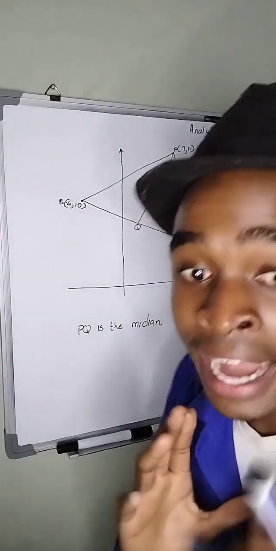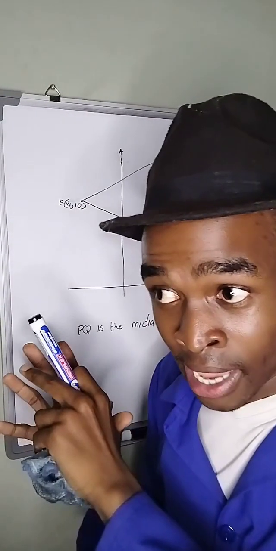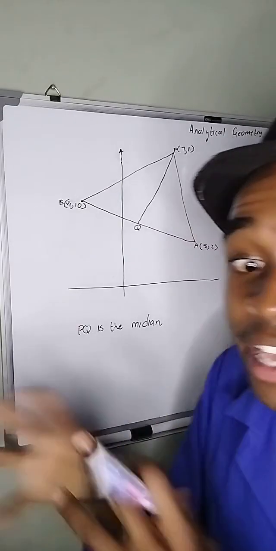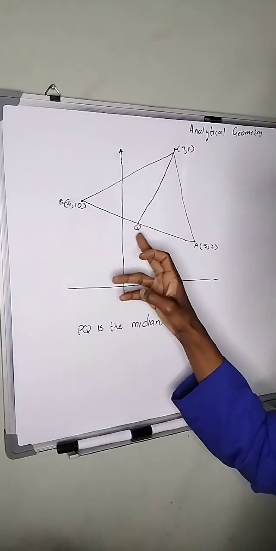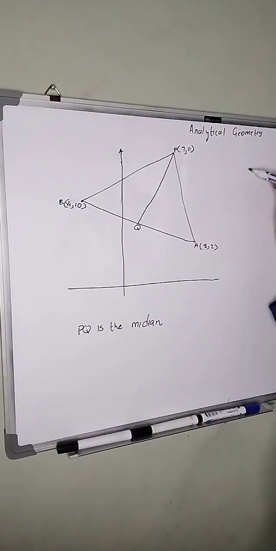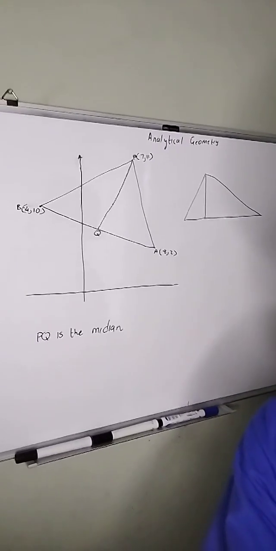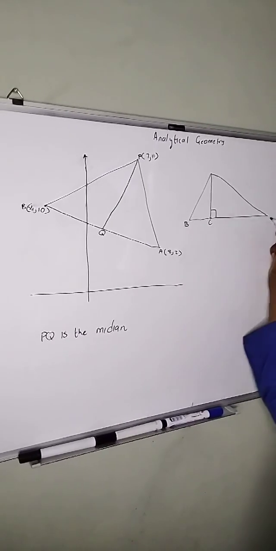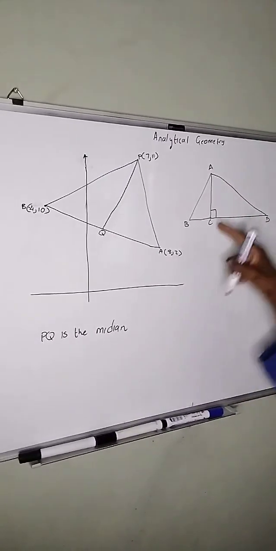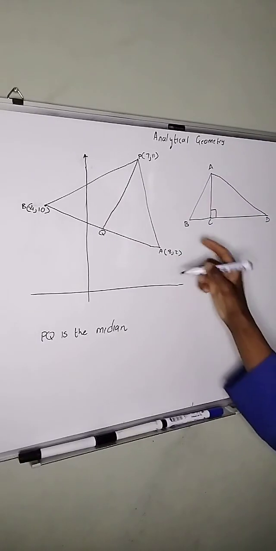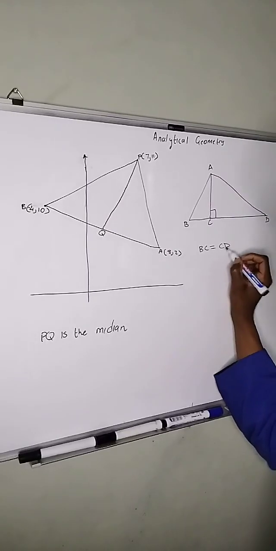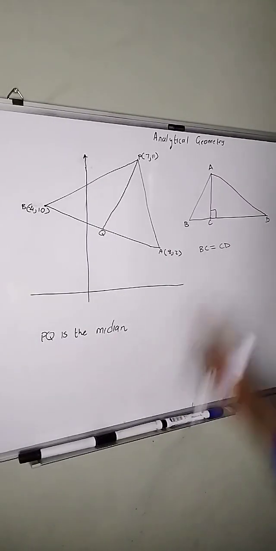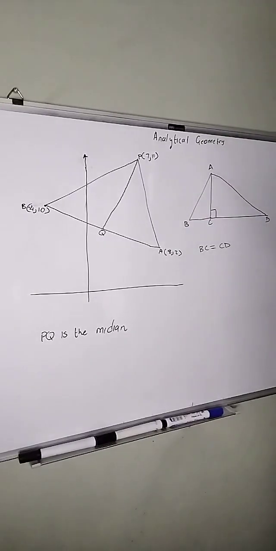Don't conclude too quickly, guys. Don't confuse the theorems with analytical geometry unless you are told, because we can have something like this. Let me show this: a side, and a line perpendicular to that. If I have B, C, D, and A, and this line is perpendicular to CD, does it mean that BC is going to be equal to CD? Does it mean that?